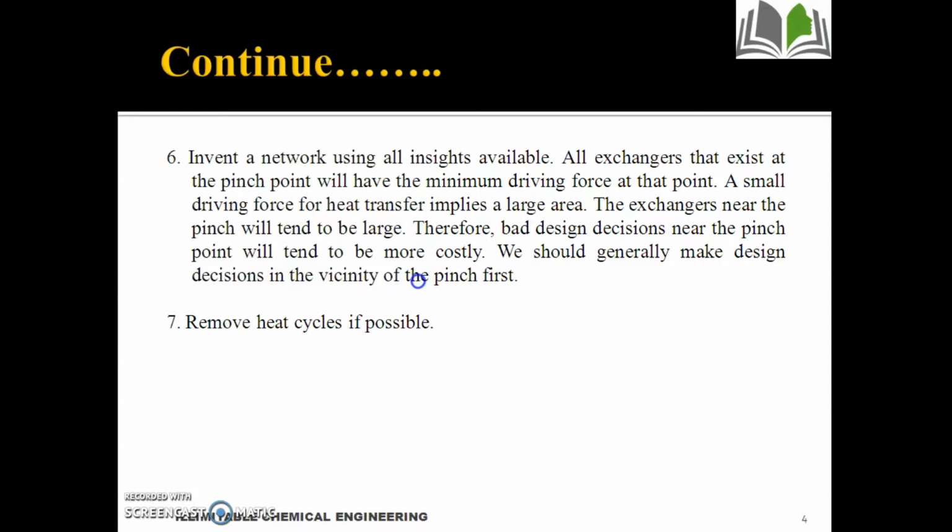And the last step is, remove the heat cycles if possible. The method for removing the heat cycles we will discuss in the next lecture, lecture number 5.